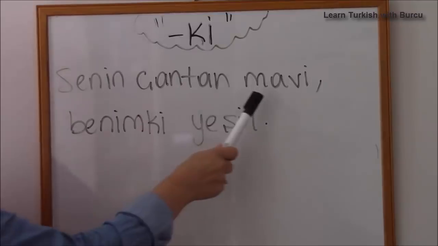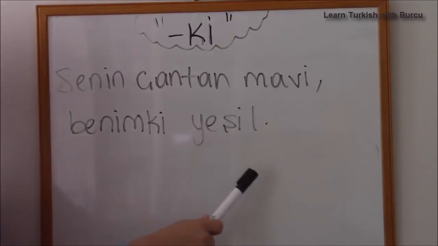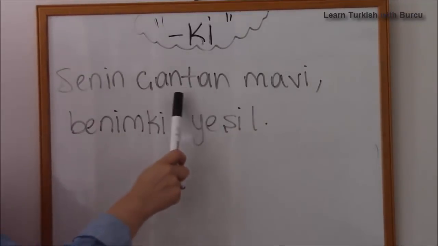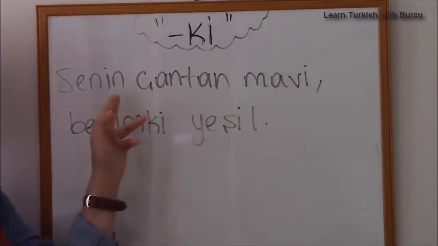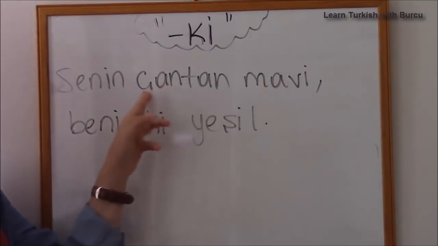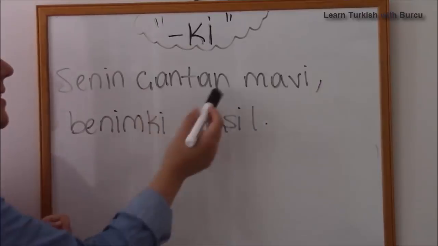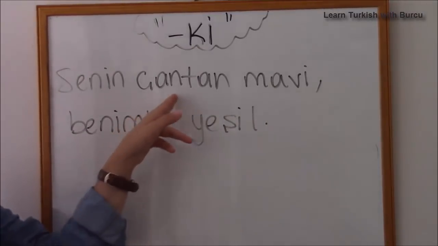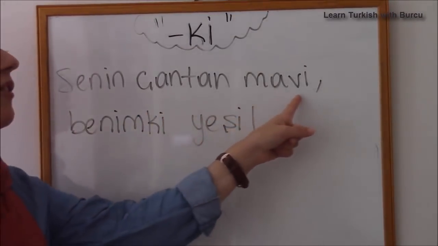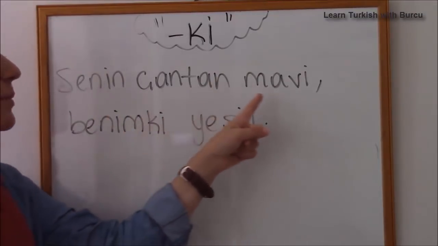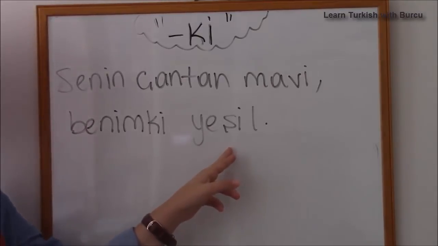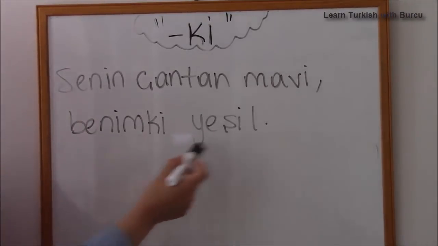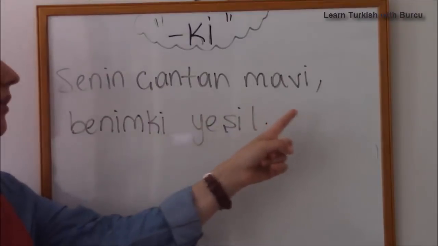Senin çantan mavi, benimki yeşil. So, senin çantan, your bag, çantan, okay? Çanta, here it means bag. I have already told it. Senin çantan mavi. It's blue. Your bag is blue. Benimki, mine, is green. Yeşil. Benimki, yeşil.